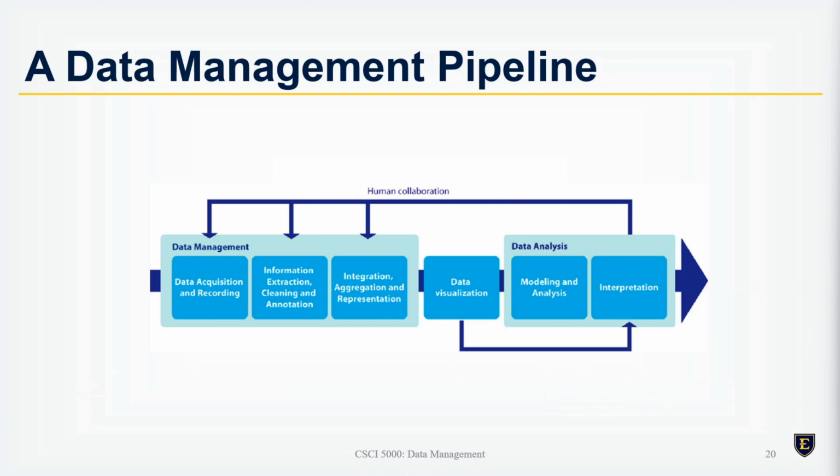So here's a picture to start. We have on the left side this data management process. The data management process is feeding toward visualization of data and then the analysis of the data. If we follow along, we have to get the data and record it somehow. We have to do extraction, cleaning, and sometimes annotations with data. Then integrating the data together, aggregating the results, and representing the data properly. That feeds into a visualization piece that can be used to do interpretation and feed into the interpretation module.